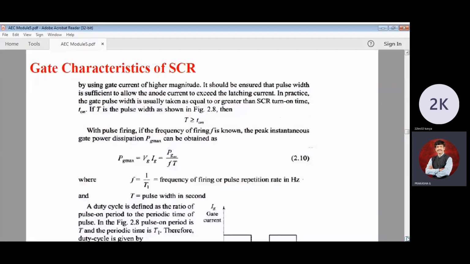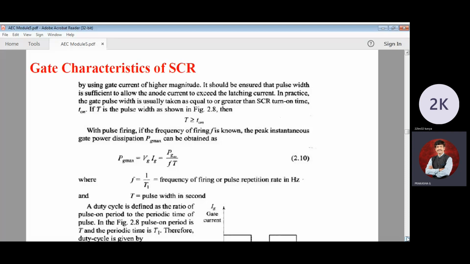If I don't give the proper gate current, like this IG1, IG2, the anode current will not increase properly. Once you give the proper gate current, then your current will increase. The breakdown voltage reduces, and the current increases. The anode current should be greater than IL.